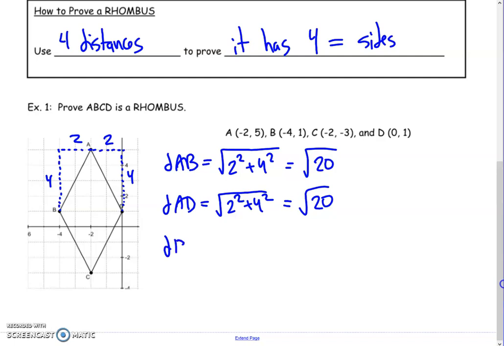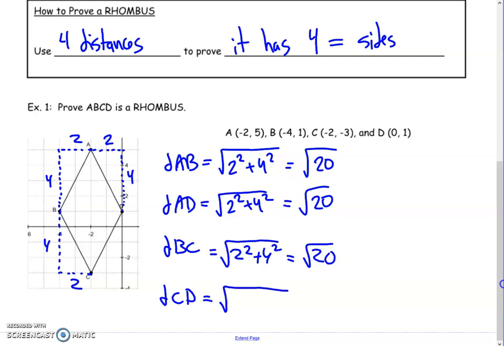All right, distance from B to C, square root, let's see here. That's 2, 1, 2, 3, 4. Yep, same lengths. 2 squared plus 4 squared. Square root 20 again. And the final side, distance from C to D. That's 2, 1, 2, 3, 4. And again, we get square root 20.